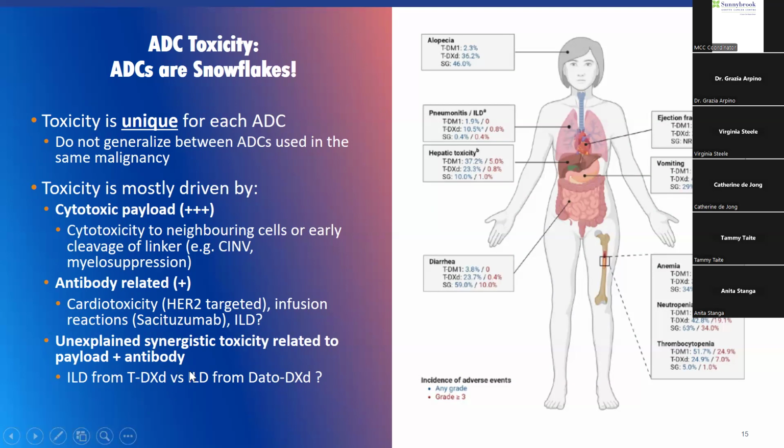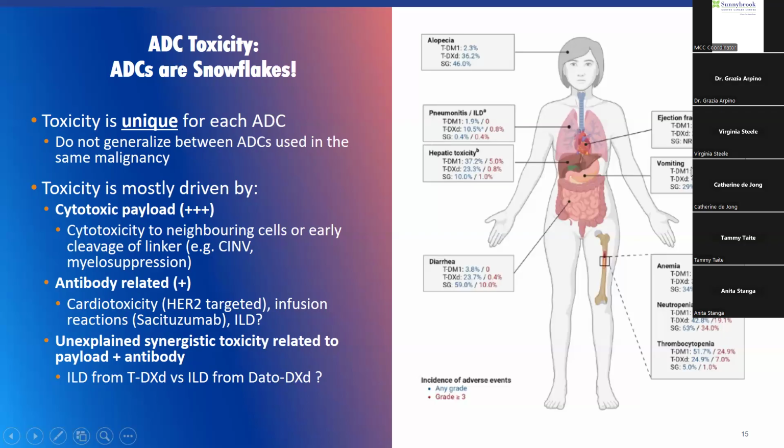Then we have another category of side effects which we currently don't explain very well, which is interstitial lung disease. It is probably related to activation of the immune system or other mechanisms which we don't yet know how to explain.